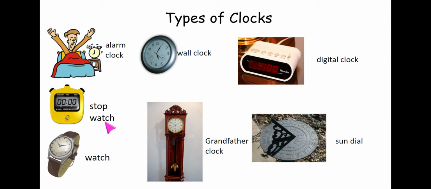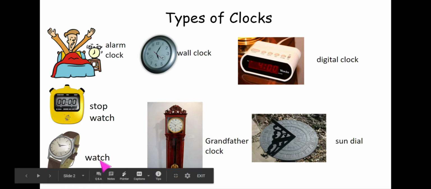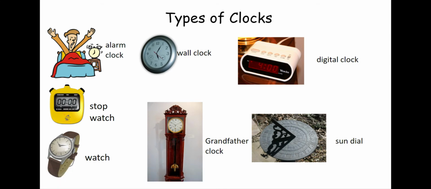Next is the stopwatch. If you wanted to time how long it took to do something, for example, how long it takes you to run around the school, you would use a stopwatch to time yourself. Next is a wristwatch. Many people wear these so that they can check the time at any point in the day.